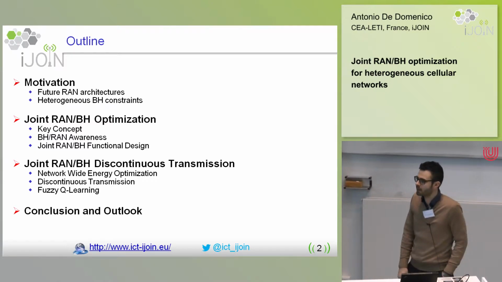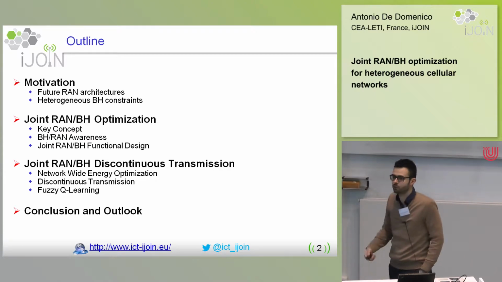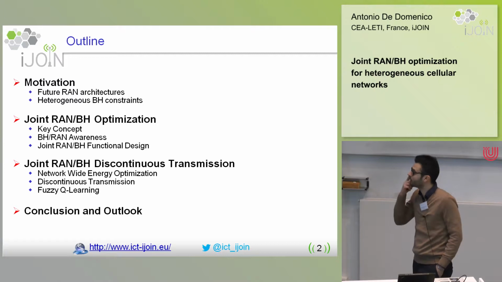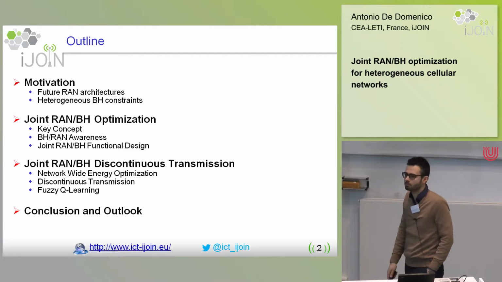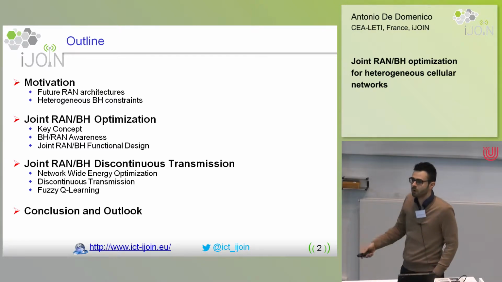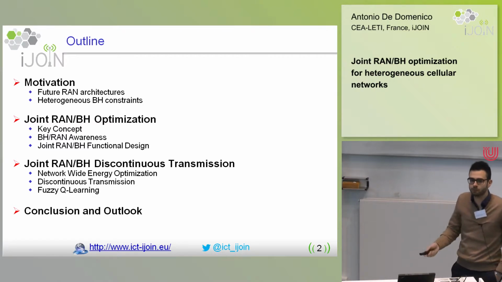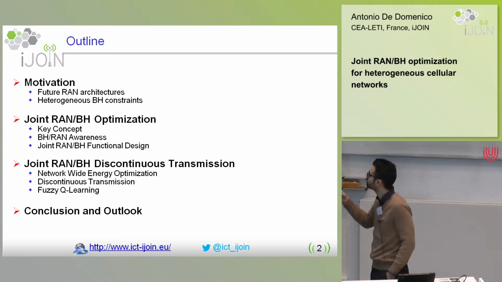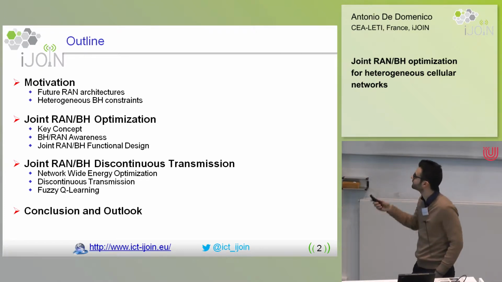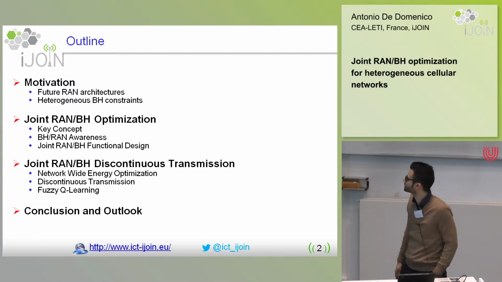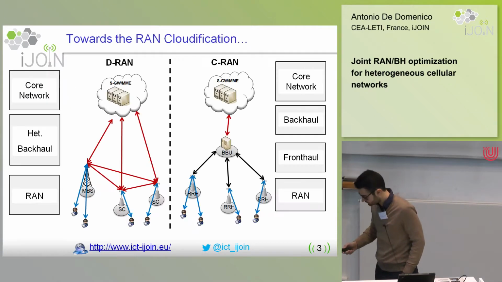We'll start by introducing the motivation for the joint RAN and backhaul optimization. Then I will explain mainly the key concept of this joint RAN and backhaul optimization. I will give you some detail on a solution that exploits this concept, and in particular I will present in detail joint RAN and backhaul discontinuous transmission. Then I will conclude the presentation.